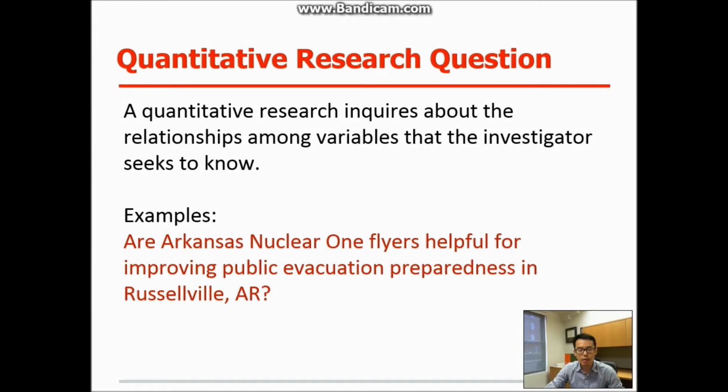And if you want to look at if those flyers are helpful or efficient for improving public evacuation preparedness in this area, so there are two variables. One will be the flyer. The other variable will be the knowledge or preparedness of local residents. If you are looking at the dependency or relationship between those two variables, or one variable will be influential on the other, that's a quantitative research question. So the definition of quantitative research inquires about the relationship among variables that the investigator seeks to know.